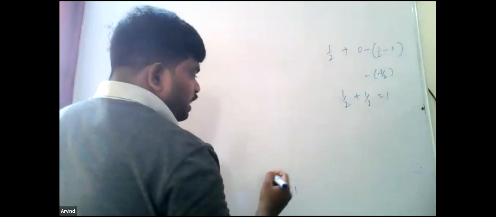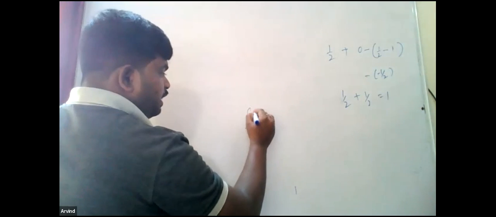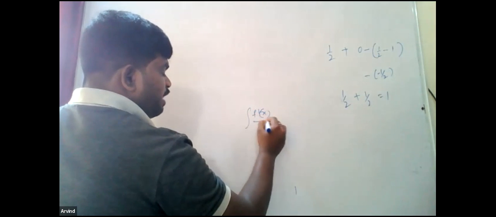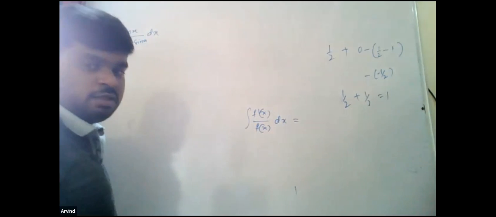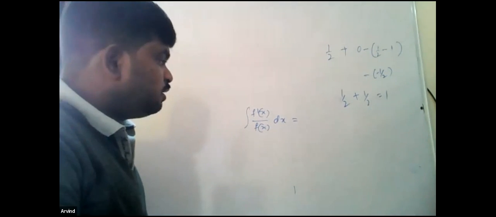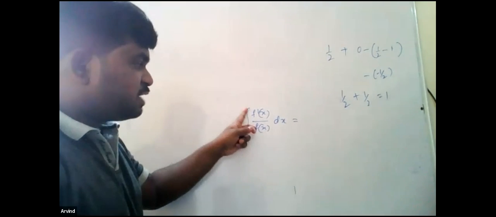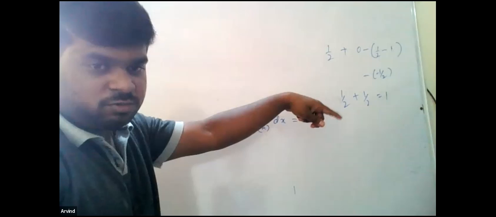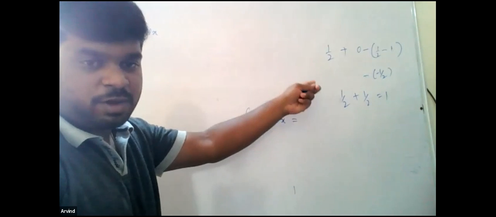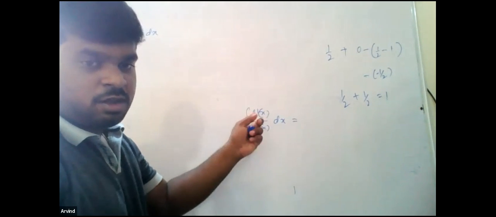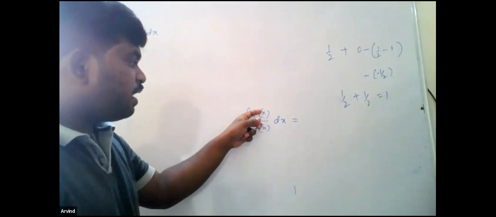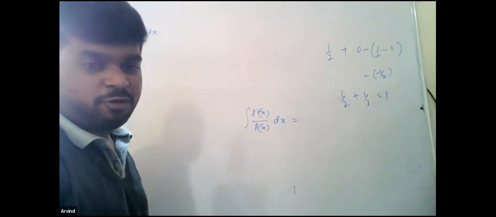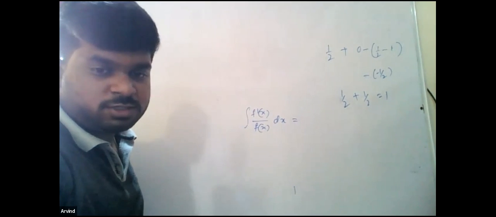So another important formula: integration of f dash of x by f of x. What will be the integral of this? In theory class itself you would have done it. If it is f dash of x into f of x, we have already done it: f of x whole to the power n plus 1 divided by n plus 1. That is for multiplication. Now if it is f dash of x divided by f of x, what will be the formula for this?